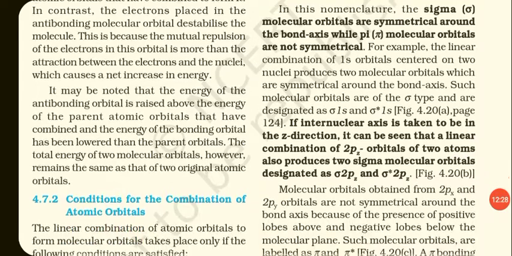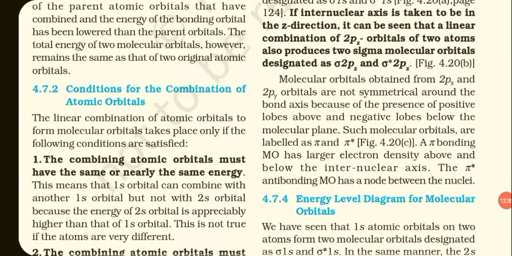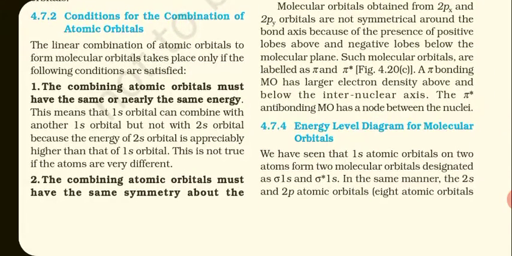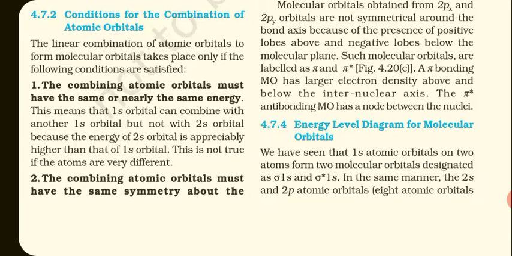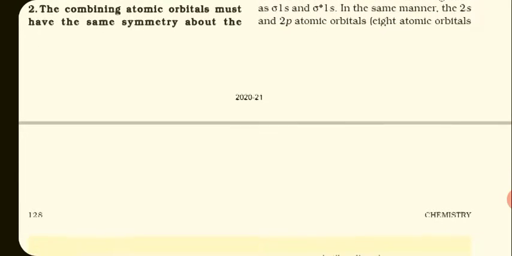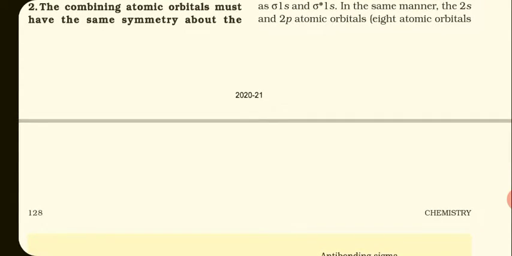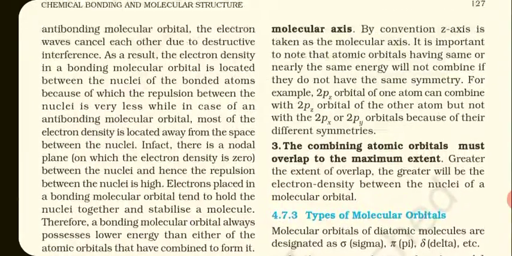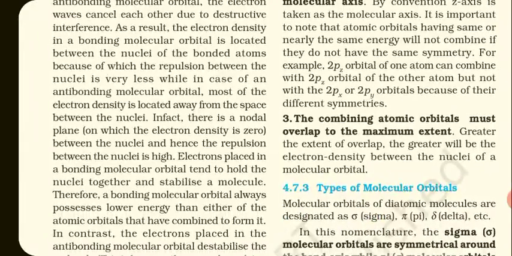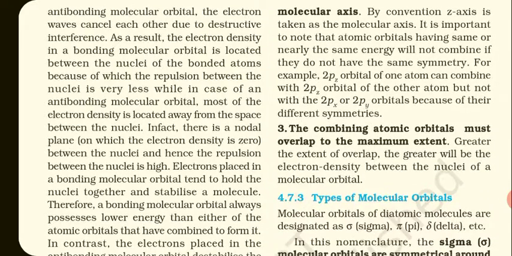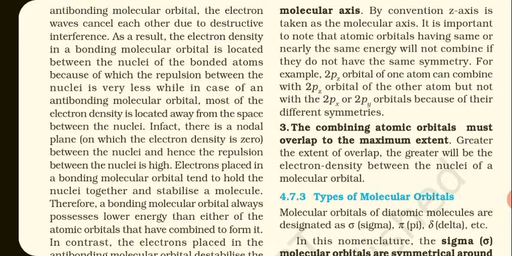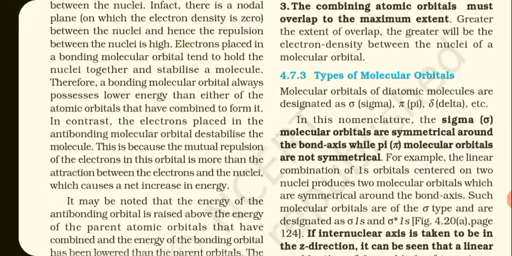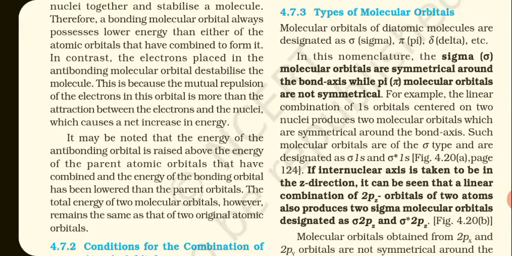We have time in this video, so we'll continue for 5 more minutes. The conditions for the combination of atomic orbitals are: first, the combining atomic orbitals must have the same or nearly the same energy. Second, the combining atomic orbitals must have the same symmetry about the molecular axis. Third, the combining atomic orbitals must overlap to the maximum extent. Now we'll see types of molecular orbitals.